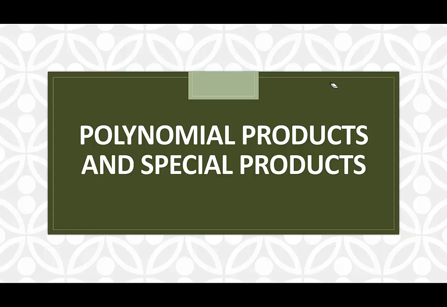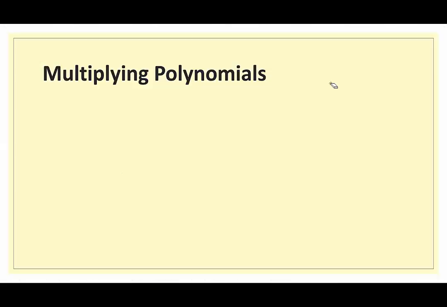In this video, we're going to look at polynomial products and special polynomial products. First, we're going to look at multiplying a monomial to another polynomial, either a binomial or a trinomial. In order to do this, we apply the distributive property of multiplication over addition or subtraction.